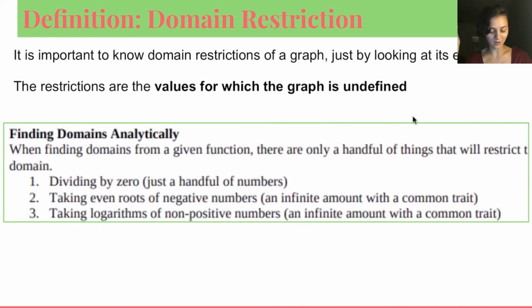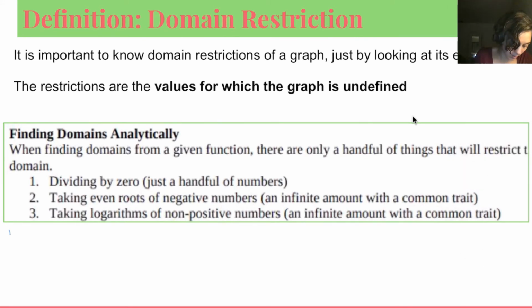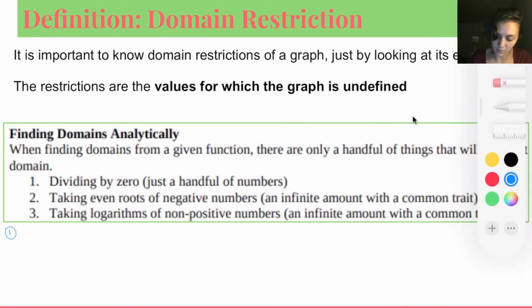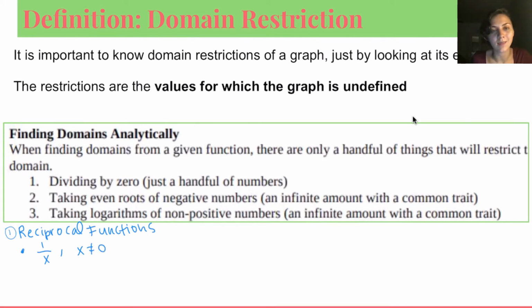Okay, dividing by 0, that's not allowed. And so the types of functions this is going to affect are reciprocal functions. So rule number 1 affects reciprocal functions. Okay, and we know reciprocal functions look like 1 over x. So in that case, I know that x cannot equal 0. That is the domain restriction that I'm putting on the function. If the function is 1 over x, I know x cannot equal 0.